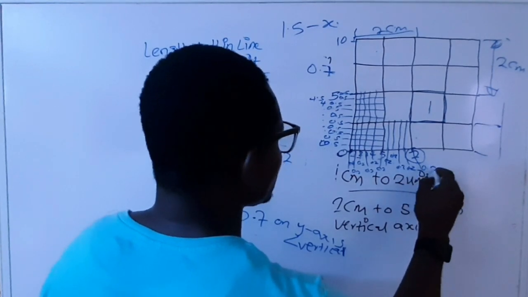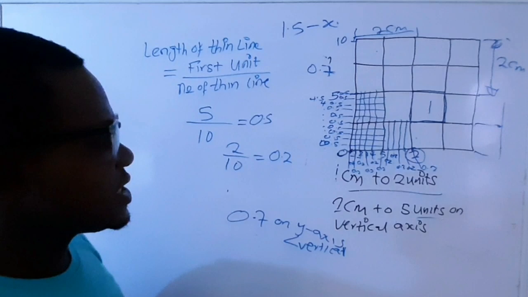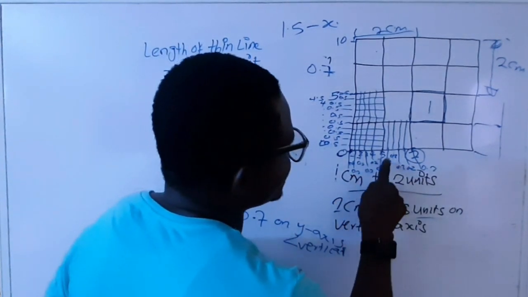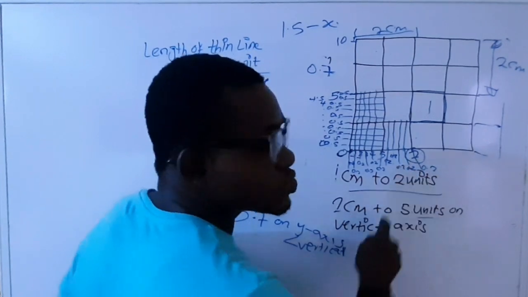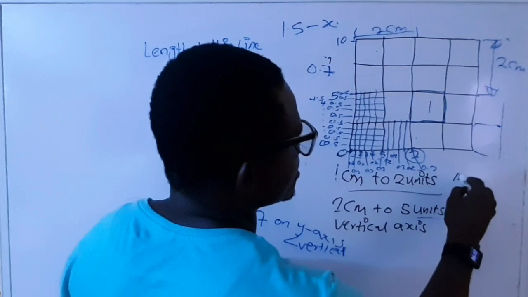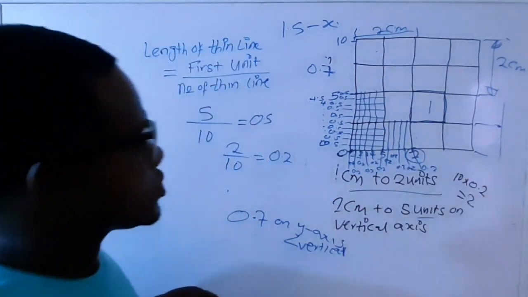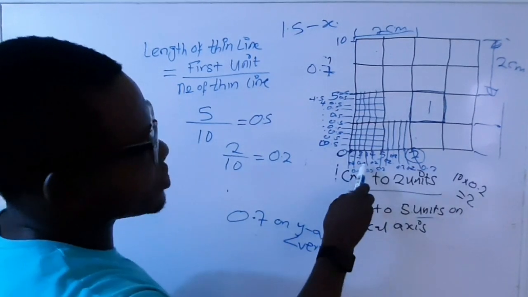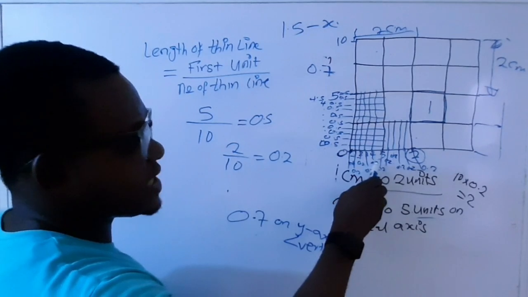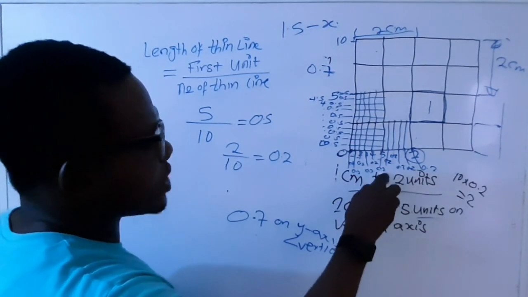So let's now add it up to see if we are going to get 2. Let's count 1, 2, 3, 4, 5, 6, 7, 8, 9, 10. So 10 times 0.2 will give us 2. You can say 0.2 plus 0.2, 0.4 plus 0.2, 0.6 plus 0.2, that is 0.8 plus 0.2, that is 1. So our 1 is at this point.